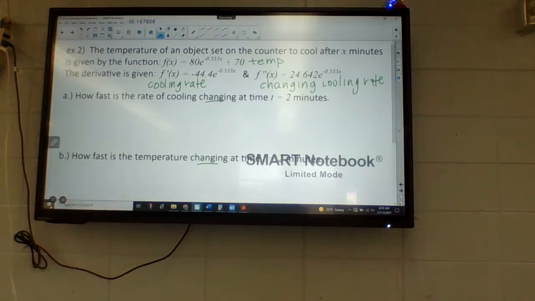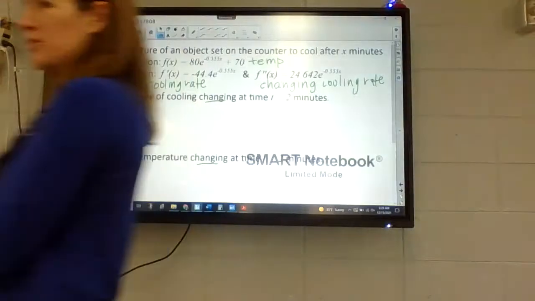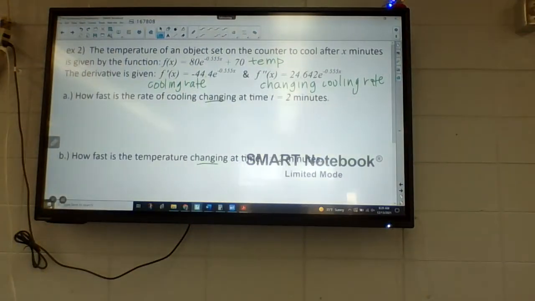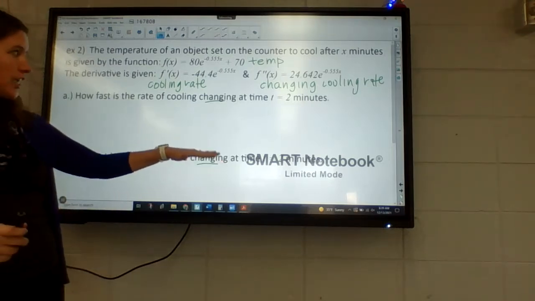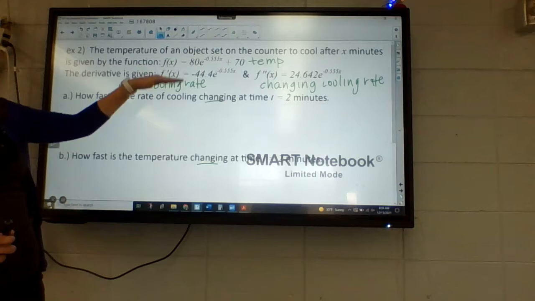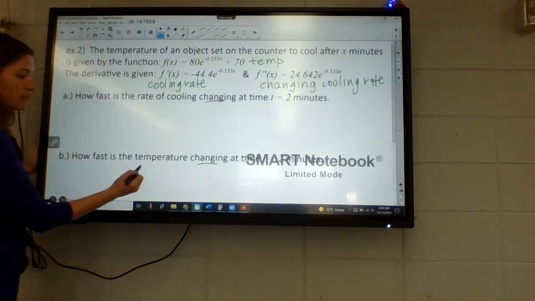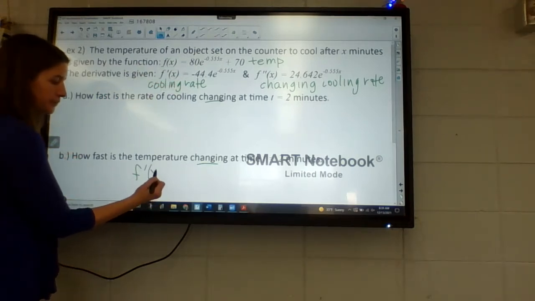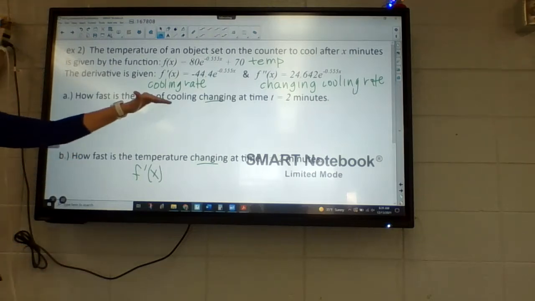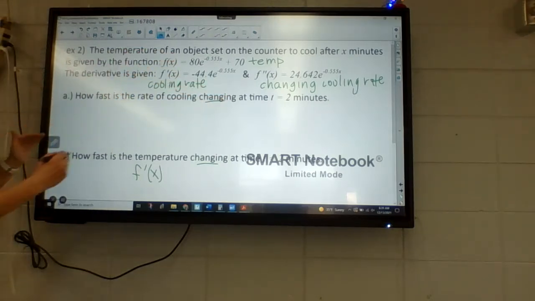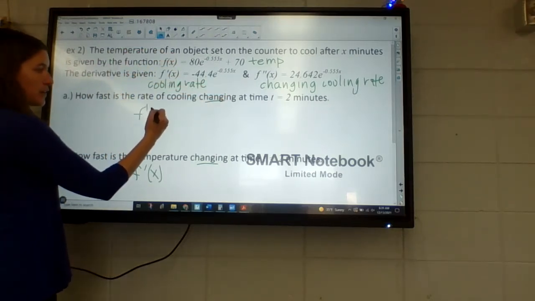So look at these two questions and try to determine which one you think is the first derivative and which you think is the second derivative. Can you tell? The second one is the first. Yeah, so how fast the temperature is changing. So this is the temperature. Temperature changing then would be the first derivative. And then the rate of cooling is changing. That would be the second derivative.